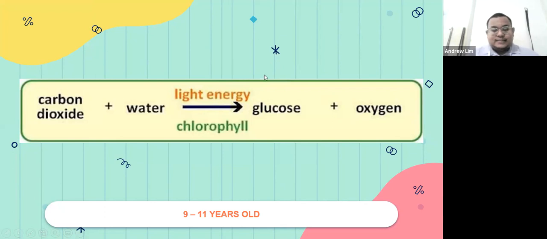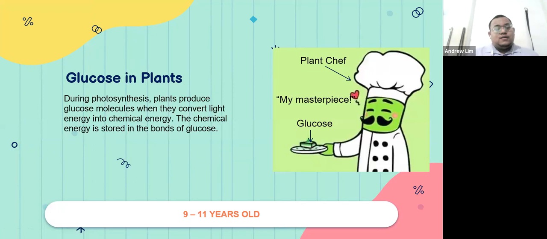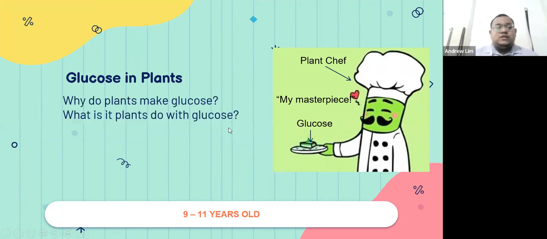All right, next, glucose. So what is glucose? During photosynthesis, the plants produce glucose molecules when they convert light energy into chemical energy. The chemical energy is stored in the bonds of glucose. So you can see this little cactus plant here. He made himself a food called glucose.